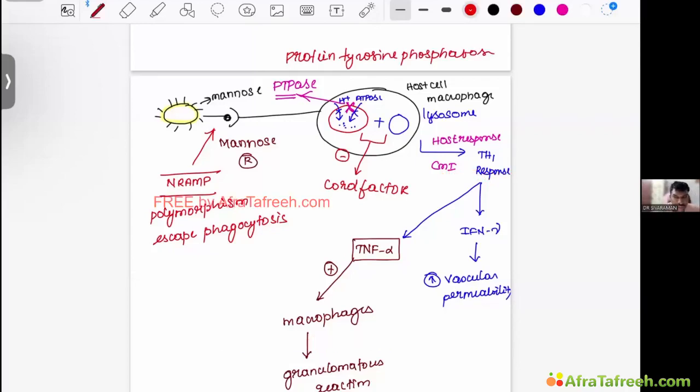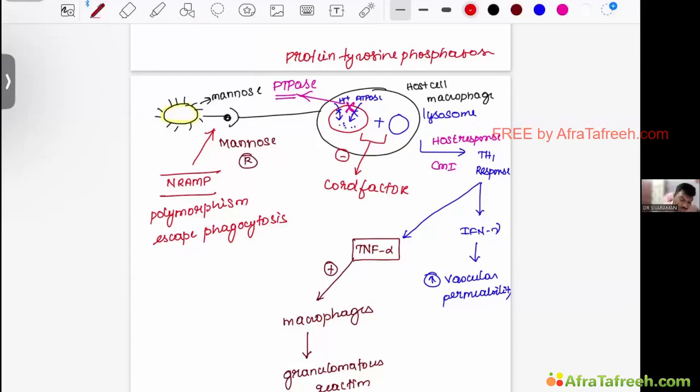So these are a few things your body will try. NRAMP is actually not a requirement. NRAMP is not required, just write NRAMP. These are a few things, because it's a very big topic.